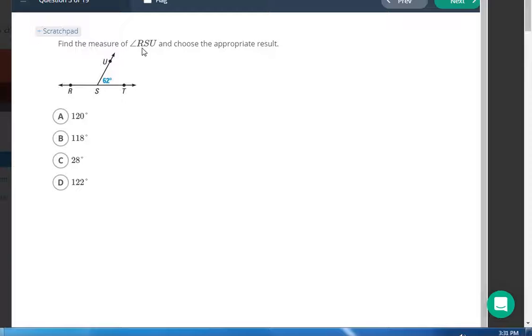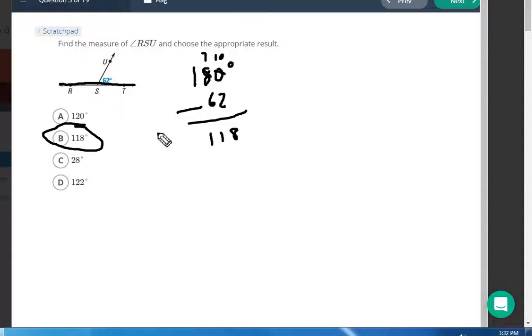Find the measure of RSL. Well, we know that we have a straight line. A straight line is always equal to 180 degrees. So if we subtract 62, which is the piece we know, we can get our answer. We need to borrow. Makes that 7, makes that 10. 10 minus 2 is 8. 7 minus 6 is 1. 1 minus 0 is 1. So 118 would be our angle.